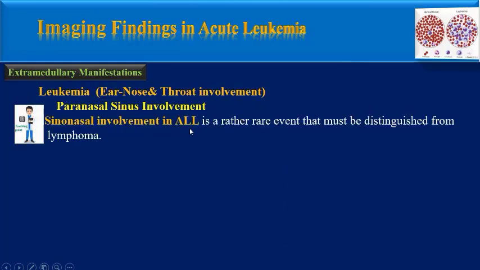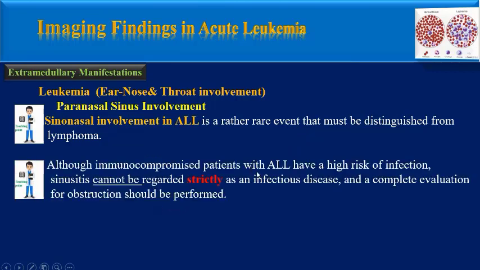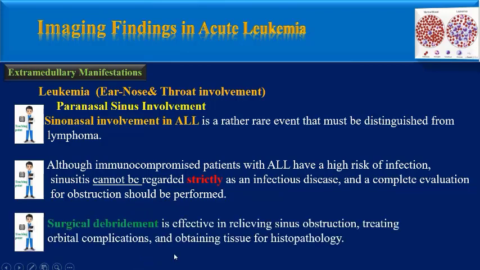Sinonasal involvement in acute lymphocytic leukemia is a rather rare event that must be distinguished from lymphoma. Although immunocompromised patients with ALL have a high risk of infection, sinusitis cannot be regarded strictly as an infectious disease, and a complete evaluation for obstruction should be performed. Surgical debridement is effective in relieving sinus obstruction, treating orbital complication, and obtaining tissue for histopathology.